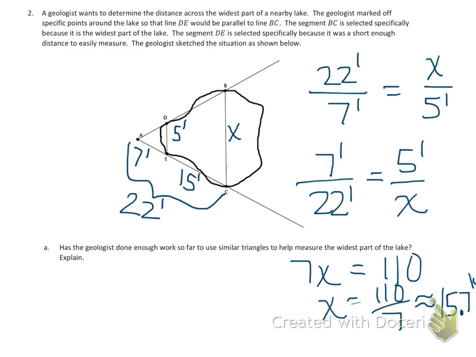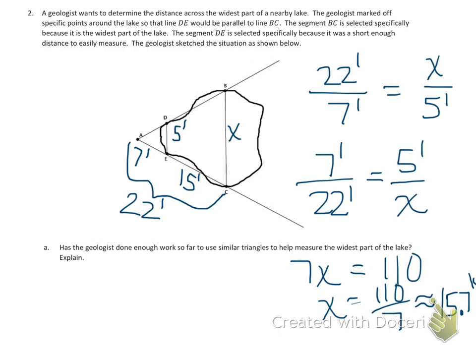Can't quite get that on the screen. So 15.7 feet across the widest part of the lake. So that was part B. Part C asks, assume the geologist could only measure a maximum distance of 12 feet. Could she still find the distance across the widest part of the lake? What would need to be done differently?